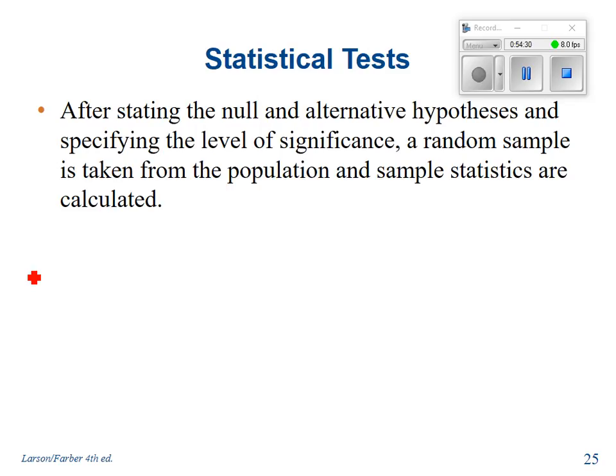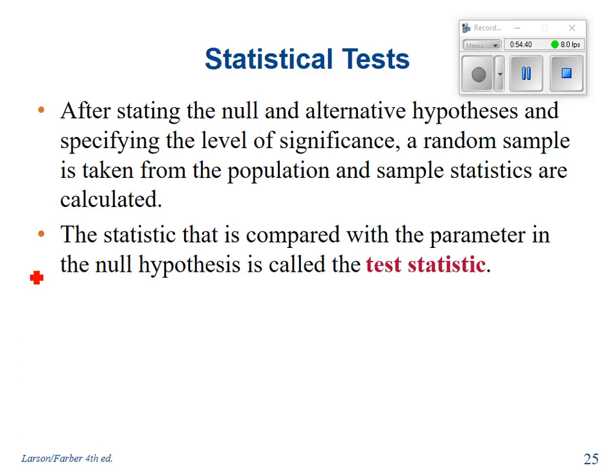After stating the null and alternative hypotheses and specifying the level of significance, a random sample is taken from a population. Sample statistics are calculated. The statistic that is compared with the parameter in the null hypothesis is called the test statistic. Your test statistic is usually going to be mu, p. What's the other one that we use? Maybe sigma, standard deviation. Those are the ones that we use the most often.